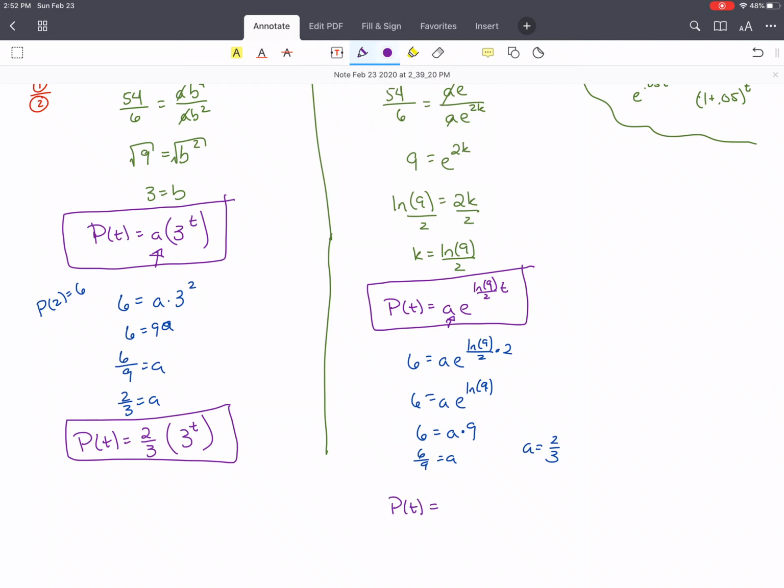This is the same bacteria population. They shouldn't have different initial populations. It's just a different form of the equation. So these are equivalent. And I could pick whether I prefer a, b to the t, or if I prefer a, e to the kt. Once I have my model, I would do one of these, not both.